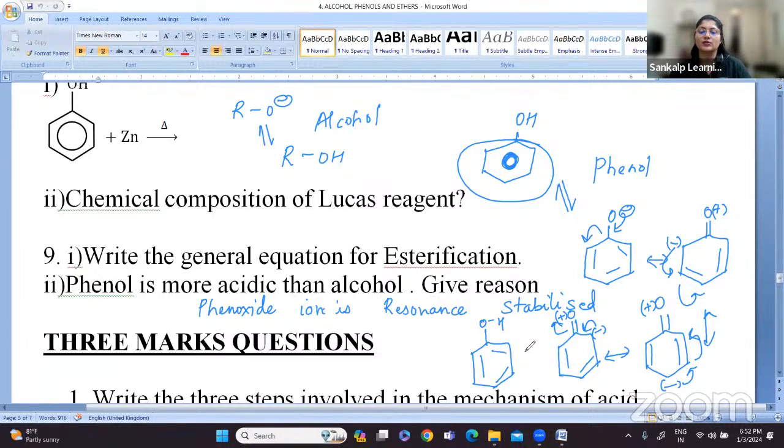Got it? So phenoxide ion is resonance stabilized. This is the reason. Understood? Okay, so these were the questions for 2 marks. Very important. I have discussed all the very, very important questions. From this particular chapter, if you do these important questions for 2 marks, it will cover most of the part.